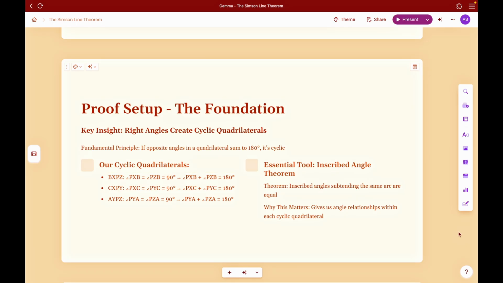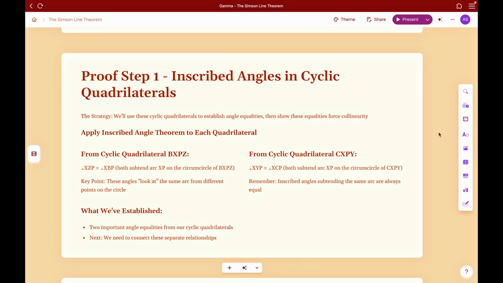Now, one of the main essential tools that we're going to be using is the inscribed angle theorem, and this theorem says that inscribed angles subtending the same arc are equal. Why this matters is it gives us angle relationships within each cyclic quadrilateral. This is our first step of the proof, inscribed angles in cyclic quadrilaterals. The strategy is we'll use these cyclic quadrilaterals to establish angle equalities, then show these equalities force collinearity due to a very beautiful geometric construction. So, apply the inscribed angle theorem to each quadrilateral.